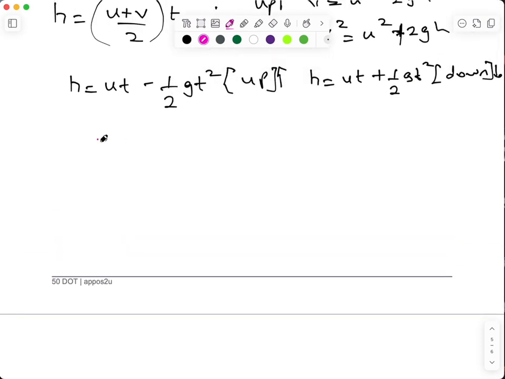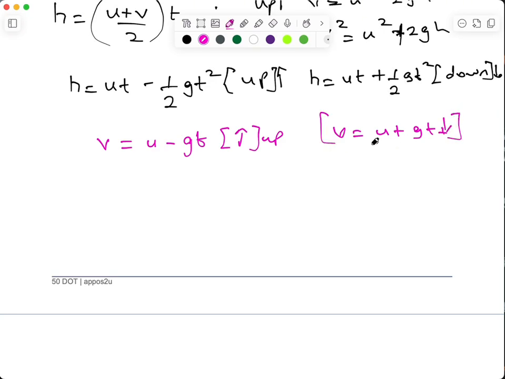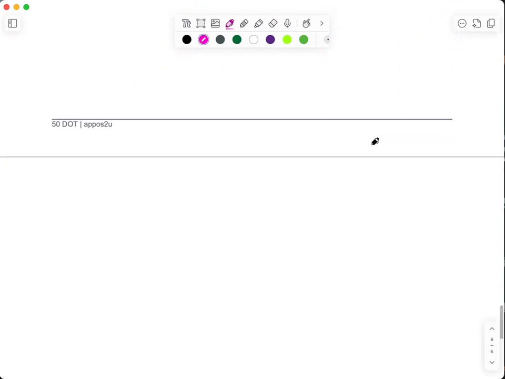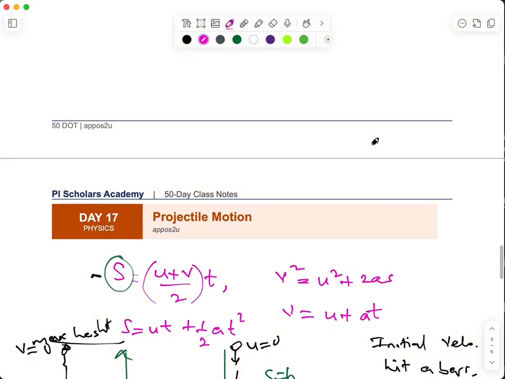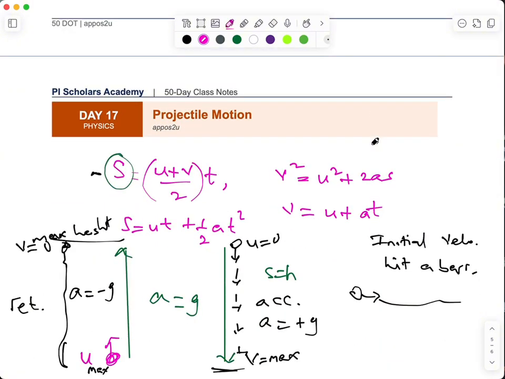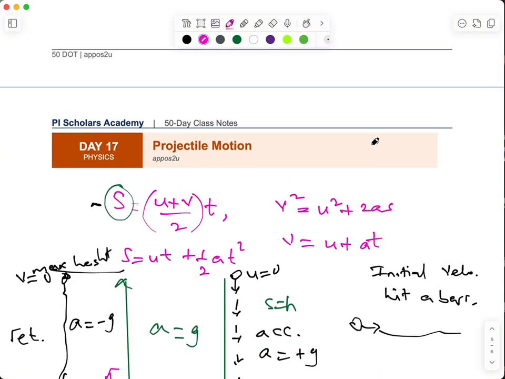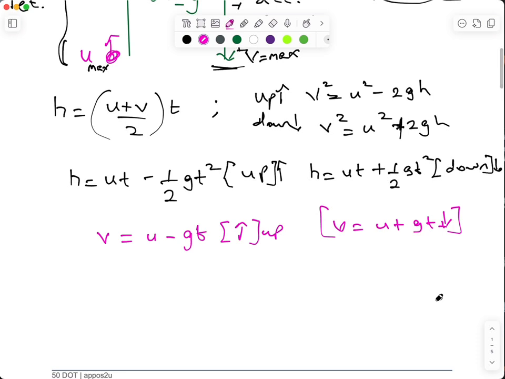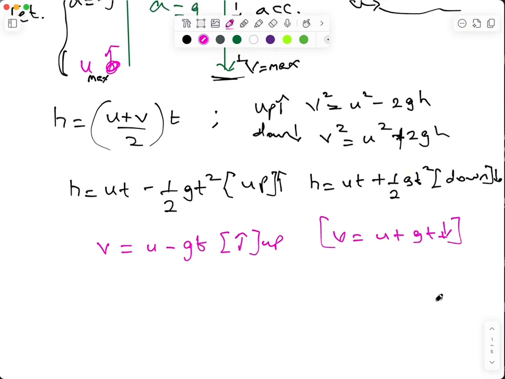So we're going to have v equals u minus gt when it is going up. And we're going to have v equals u plus gt when it is going down. So take note of this for anything that is describing the motion. Oh, sorry, my notes, I think I jumped from page 1 to the last page. So that's it for upward and downward movement.